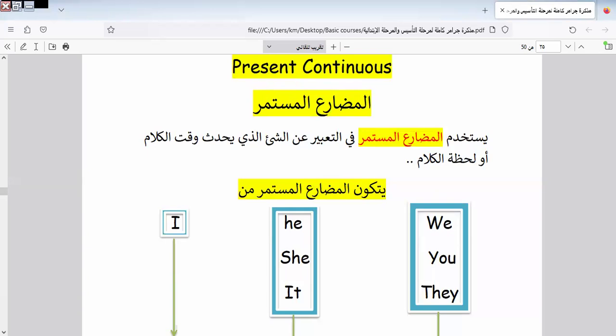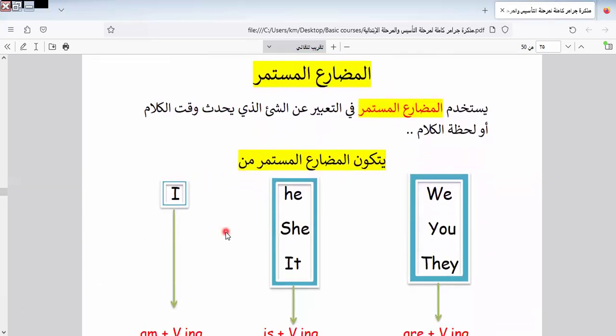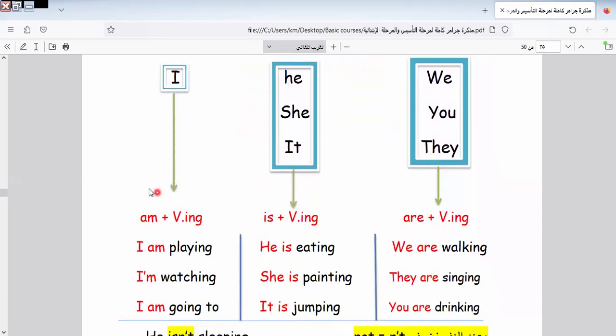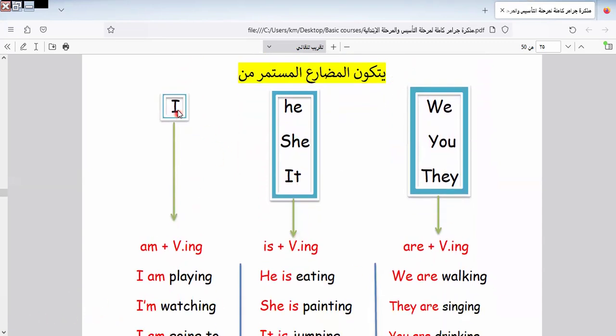Present continuous tense. What is the present continuous tense? It's the tense that expresses the action happening at the time of speaking. At what? At the time of speaking. Okay. Here we have the pronouns that take am, pronouns that take is, pronouns that take are. Here we have I takes am plus verb adding ing. He, she, it, is plus verb adding ing. We, you, they, are plus verb plus ing.